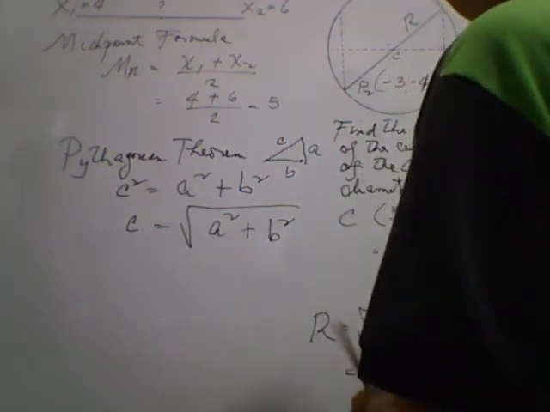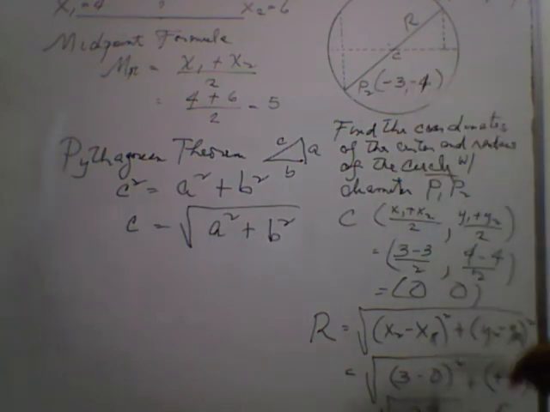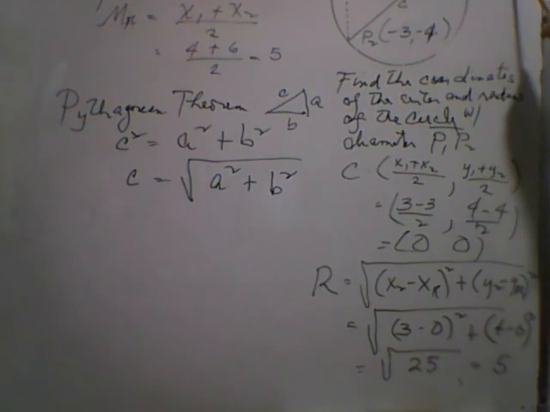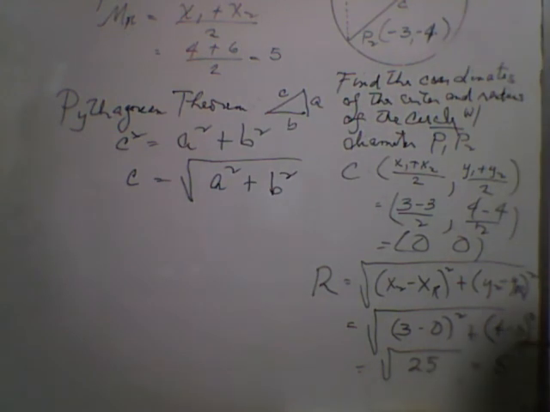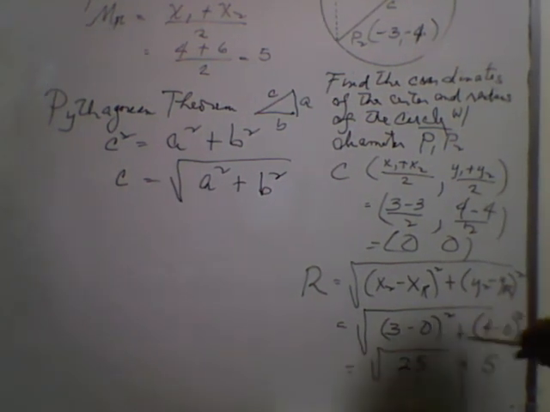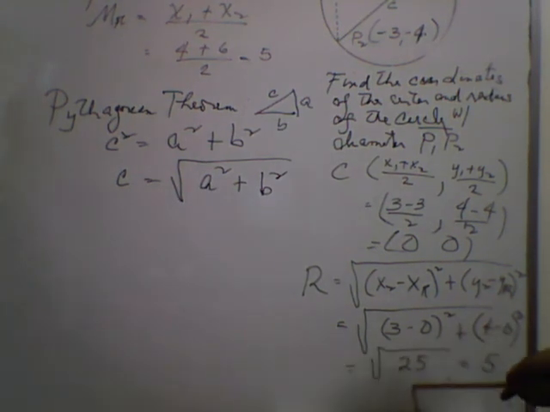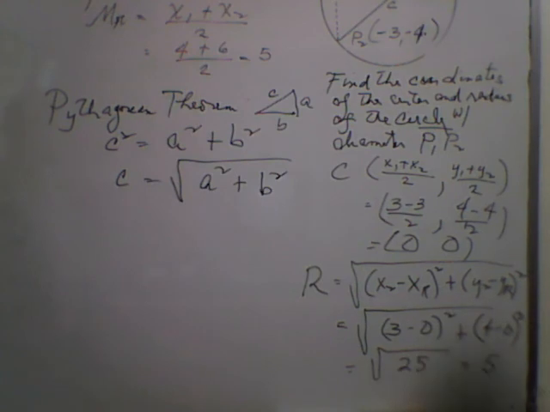So if this is 0, as we've said, the coordinates of the center is 0, so 3 minus 0, and we square that, and also 4 minus 0, we square that also, and we add. So 3 squared is 9, and 4 squared is 16. We add those two, we get the square root of 25, and we get 5.